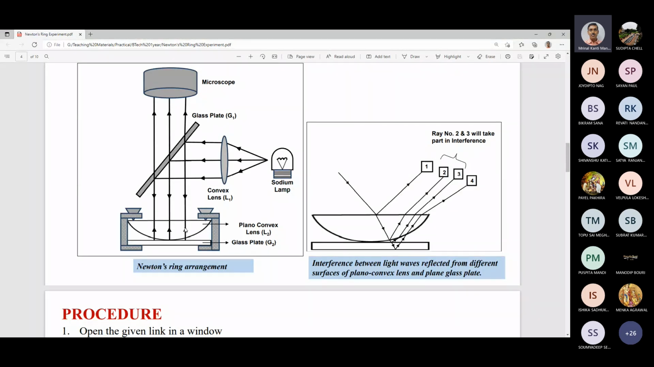So reflected like this. You see, this is the incident beam. Then there is one reflection from the plane surface of the plano-convex lens. Then another part will be reflected at the curved surface. Now it will be reflected back by the curved surface. One part, and another part will be transmitted. This is the transmitted part. And then this transmitted part is again reflected back by this surface of the glass plate. And then it will go like this.